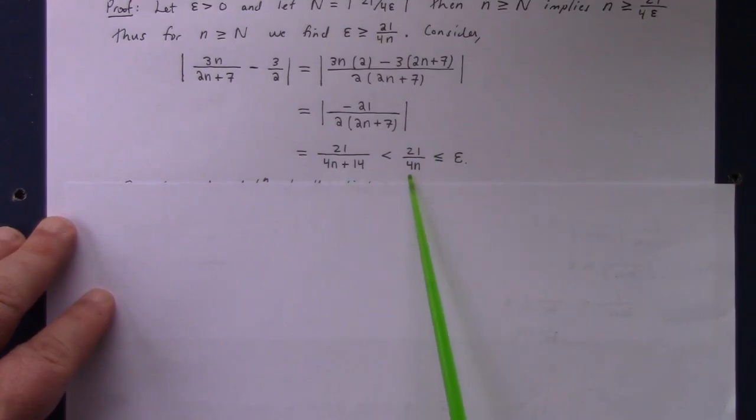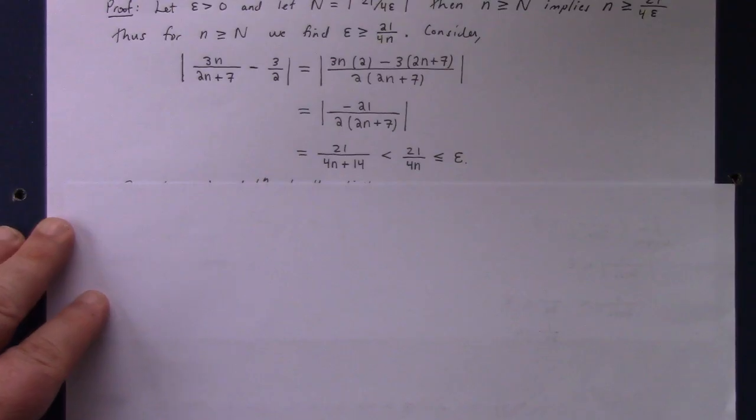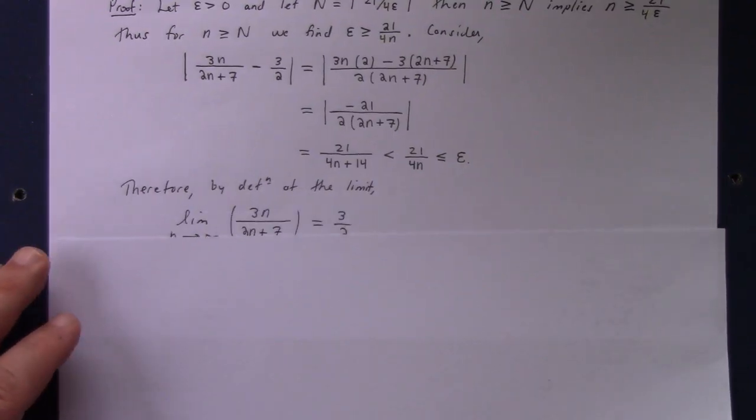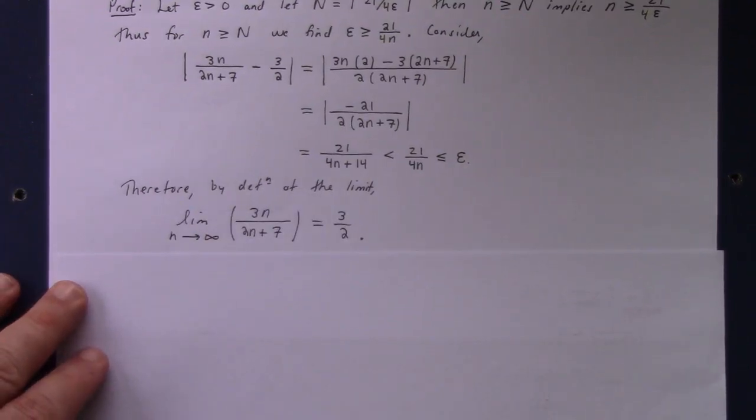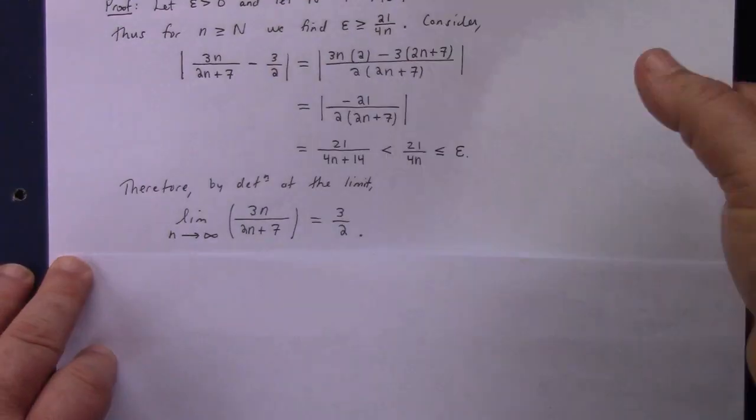21 over 4n, which then is less than or equal to epsilon by construction. Lo and behold, we have shown that by the definition of the limit, as n goes to infinity, 3n over 2n plus 7 is simply 3 halves. And there you go. All right.